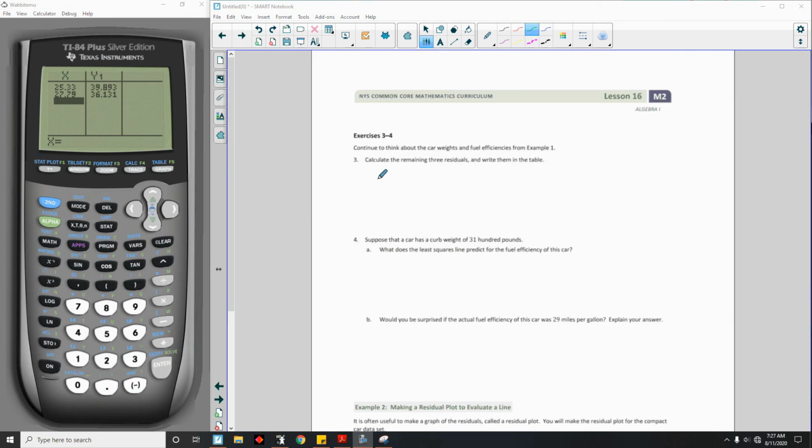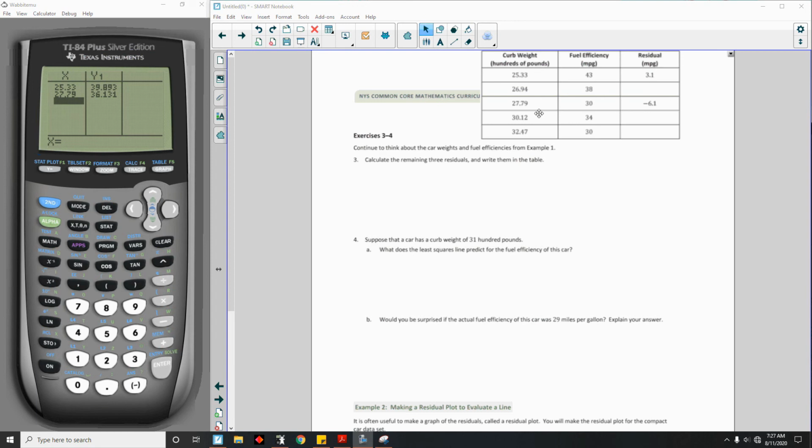Okay, page 3 brings us to exercise 3 and 4. And it says to continue to think about the car weights and fuel efficiency from example 1, calculate the remaining 3 residuals and write them in the table. So I'm going to bring that table in here. Okay, and there it is, magically appearing. Okay, so now we're going to do the rest of them. So what do we have to do? We already have actual. We need predicted.